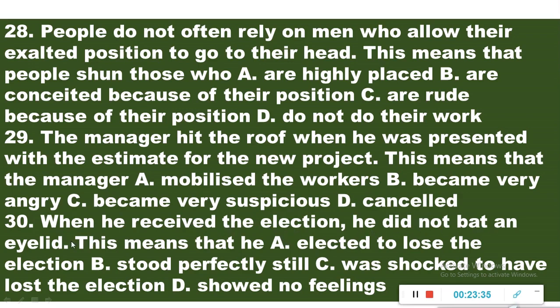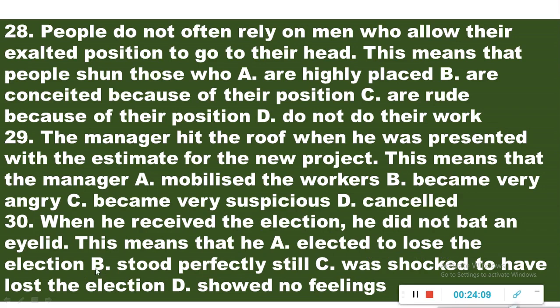All right. When you bat an eyelid, you are expressing some feeling, especially the feeling of surprise. You are showing that you didn't expect something. All right. So it's something of a surprise. Now, but that he did not bat an eyelid means he didn't show any emotion. He was not moved. This means that he, A, expected to lose the election.